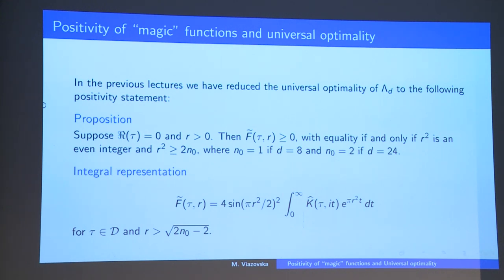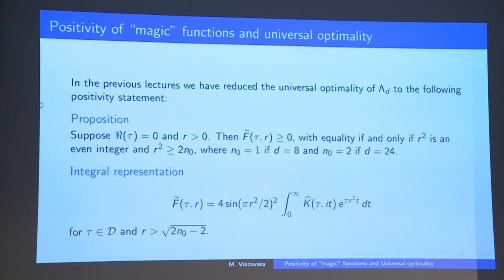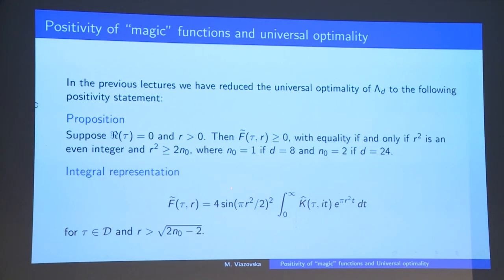What will be useful for us in trying to prove this statement is that this function f tilde has the following integral representation. Here there is a sine squared, which will generate double zeros for the function f tilde, and the following integral from 0 to infinity of this meromorphic function k, which is defined on the product of two upper half planes.